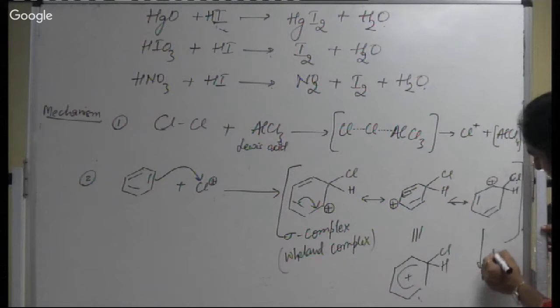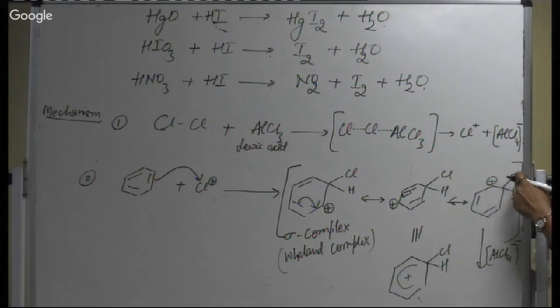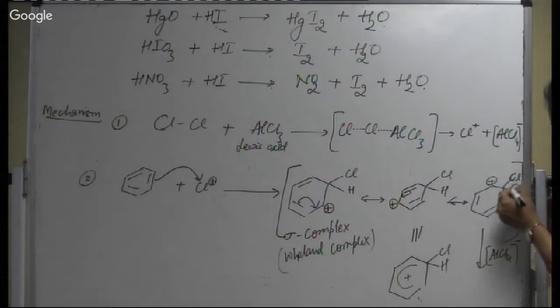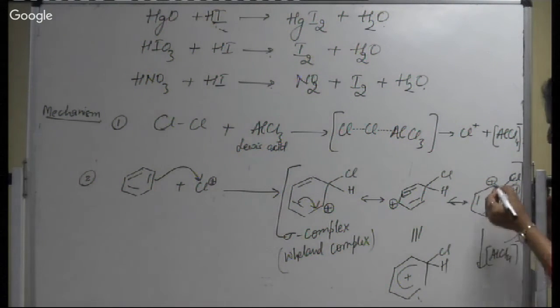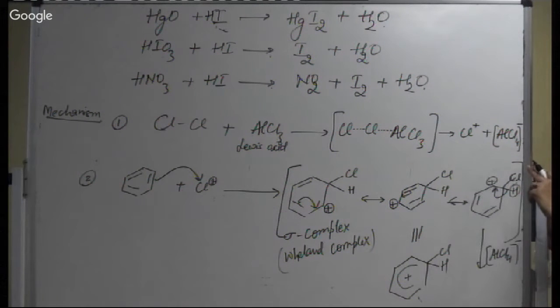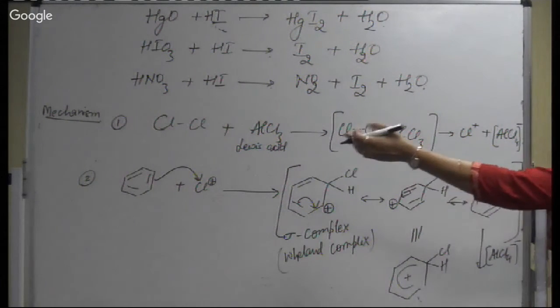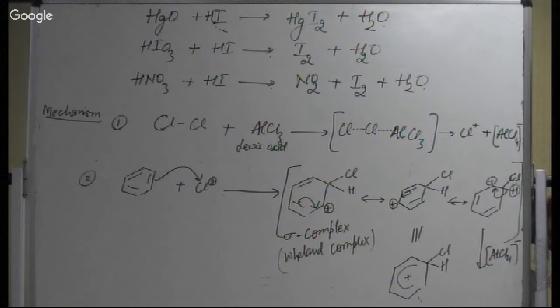This AlCl4 minus will now act as a base, and this will abstract a proton from this, H plus. That means this proton will leave, the electron pair stays here, and the ring will regain the benzenoid structure, which it had lost during the attack on the Cl plus. Am I clear to all of you?